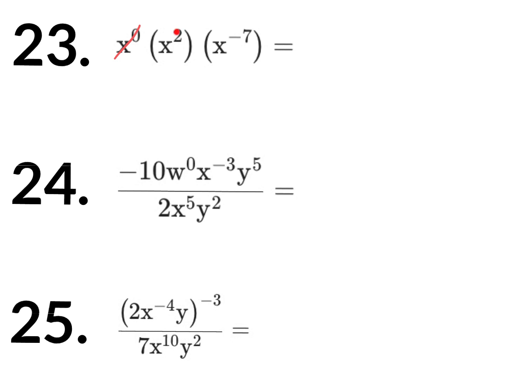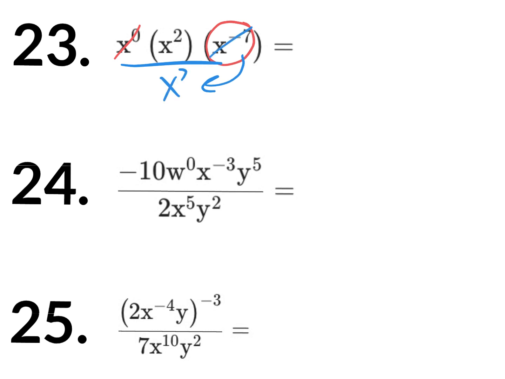You could use rule 1 and add those together and get x to the negative 5, but then you'd have to move it down. Or you could start with the negative exponent, x to the negative 7, and move it down to the other side and make it positive, x to the positive 7 down there once you move it.